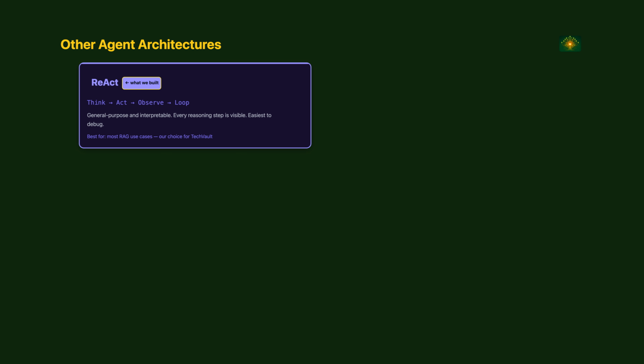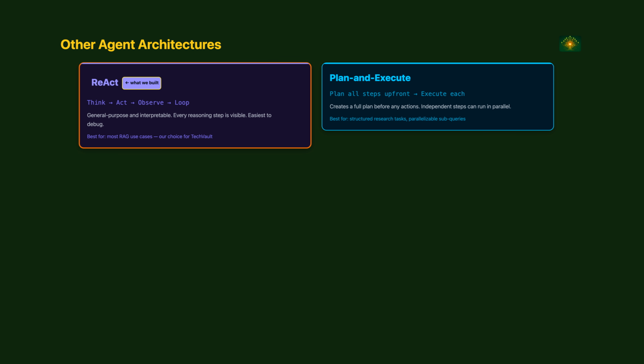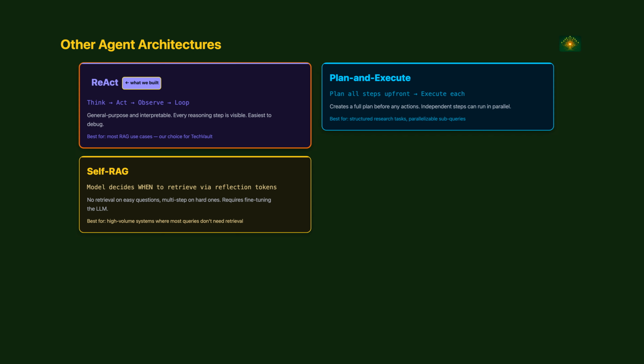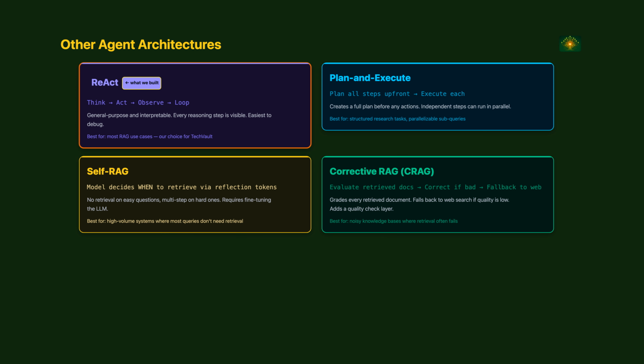Before we wrap up, it's worth knowing that ReAct isn't the only agent pattern. We built ReAct, think, act, observe. General purpose and easy to debug. Plan and execute creates a full plan upfront, then runs each step. Useful when those steps can be parallelized. Self-RAG is a fine-tuned model that decides when retrieval is even needed. No wasted searches on easy questions. Corrective RAG grades every retrieved document and falls back to web search when quality is low. Start with ReAct. These alternatives solve problems you'll encounter at scale.